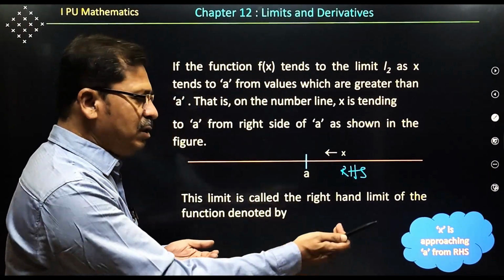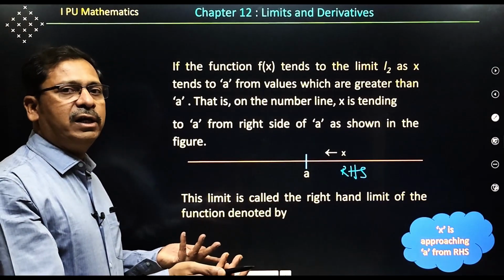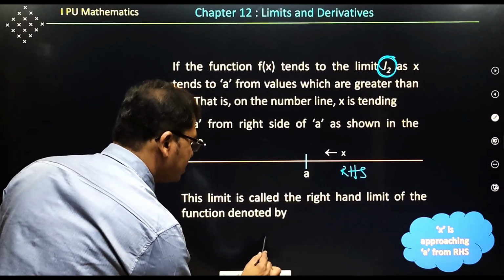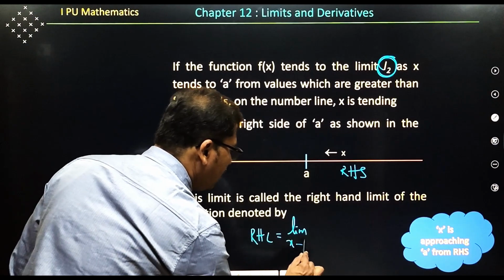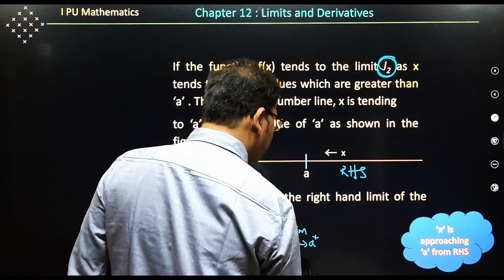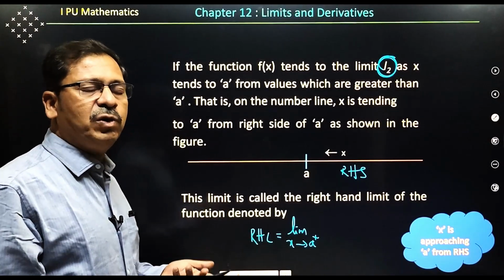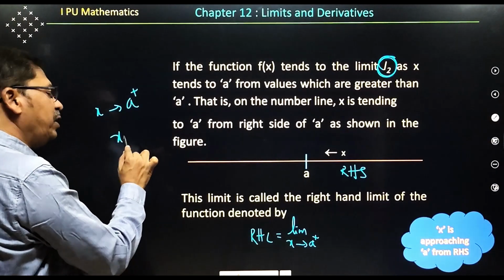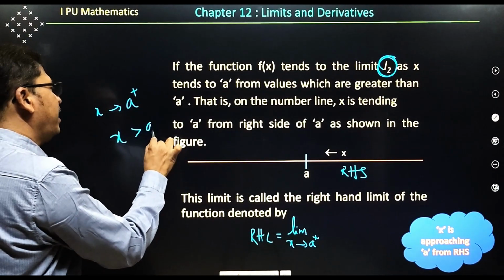When x is approaching a point a from the right hand side, that's called the right hand limit. It is said to tend to the limit L2. Then we write right hand limit RHL is equal to limit x tends to a, the same point and value a, but over it we write a plus, from the right side, greater than a. A plus means x is tending to the value slightly greater than a, x greater than a.